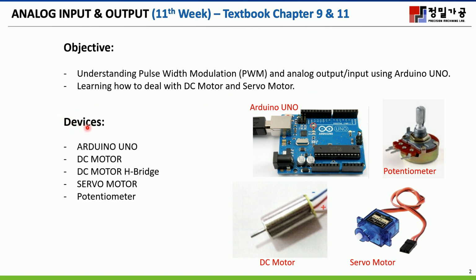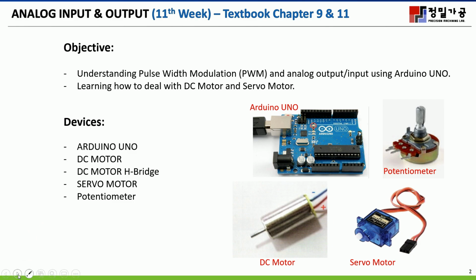The devices required in this lecture are, of course, Arduino Uno, and you also need a potentiometer, a DC motor, and also the DC motor H-bridge or L293D, and also a servo motor. These modules are already available in your Arduino kit, and this one is a small DC motor. We call it a micro DC motor, and this is also a micro servo motor.